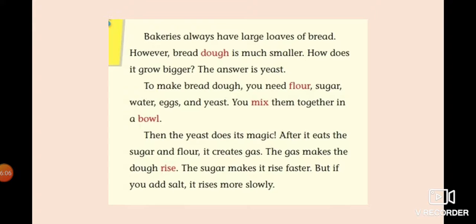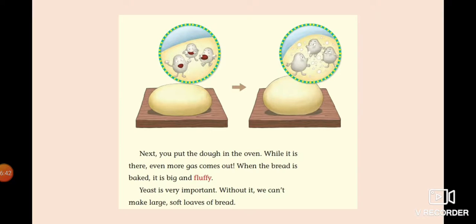This is important. That means if you mix the flour and the sugar, this creates gas, and the gas makes the dough rise. The sugar makes it rise faster. So if you put sugar in the dough, it rises faster, but if you put salt in the dough, it rises slowly. Si le agregamos azúcar, la masa crece más rápido, pero si le agregamos sal, crece más despacio. Okay, so we understand this in the reading part.